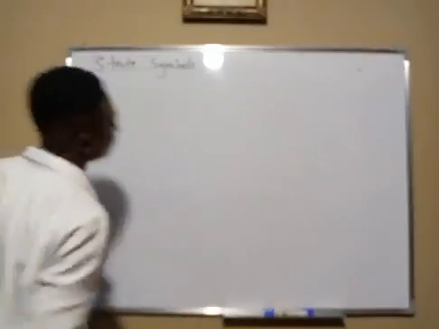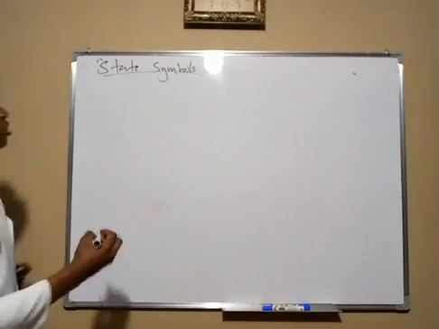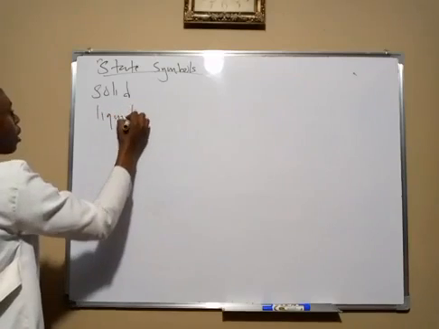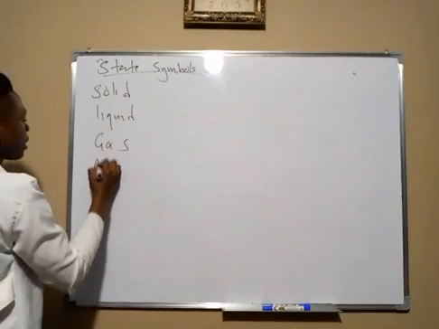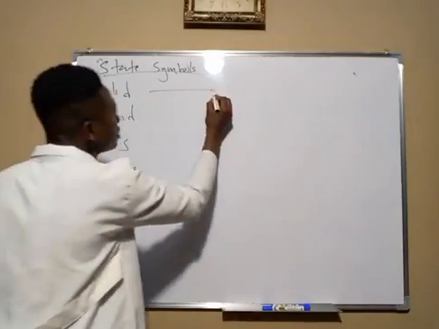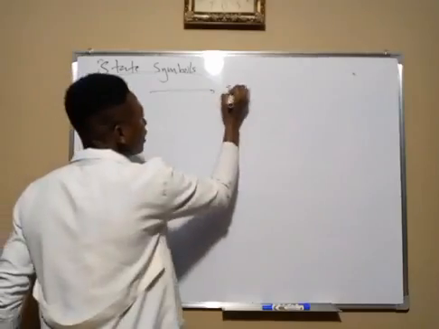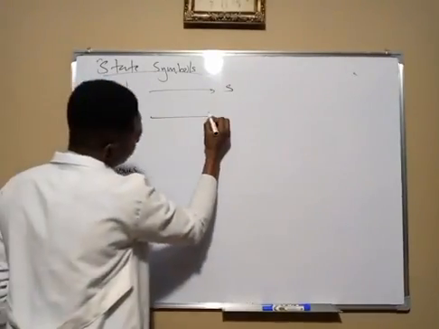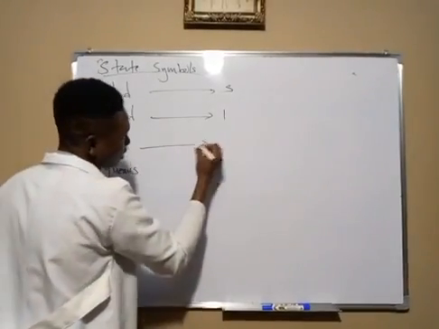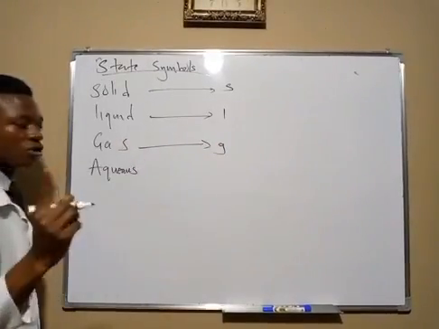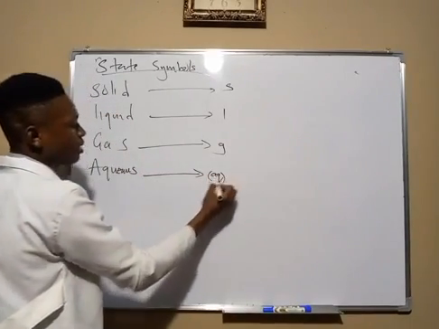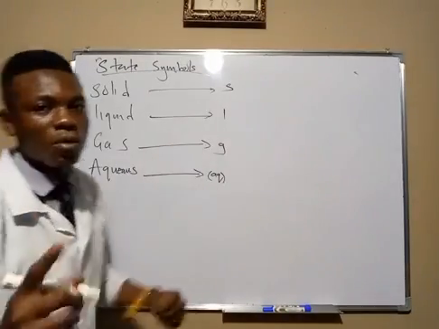State symbols. So for state symbols, there is solid, there's liquid, there's gas, and there's aqueous. Solid, the state symbol is S. Liquid, the state symbol is L. Gas, the state symbol is G, small g. Aqueous, the state symbol is AQ, aqueous, like this. So these are the state symbols.